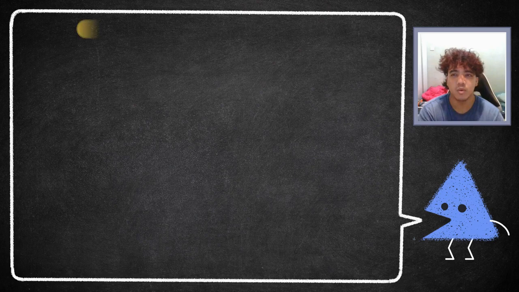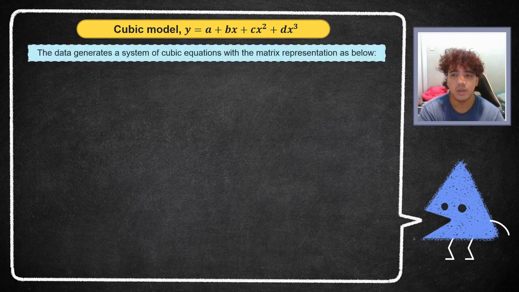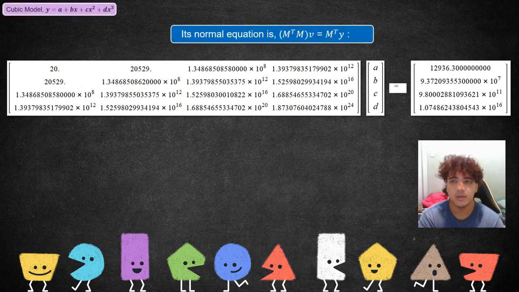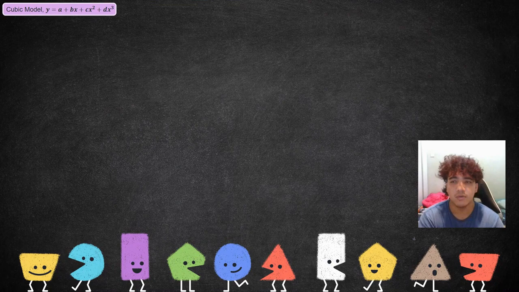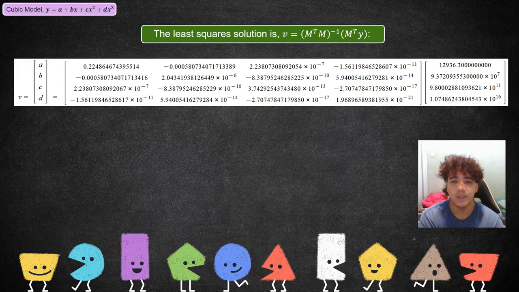So now I'm going to present the cubic model for our project. The general equation for the cubic model is y equal to a plus bx plus cx squared plus dx cubed. As the data shows, this is our matrix M and matrix Y for our project. Now, in order to find the least square solution, we need to find V. To find V, we need the M transpose M matrix, M transpose Y matrix, and M transpose M inverse matrix. So V is equal to M transpose M inverse times M transpose Y.